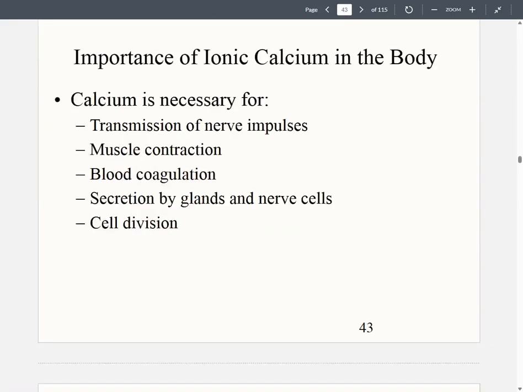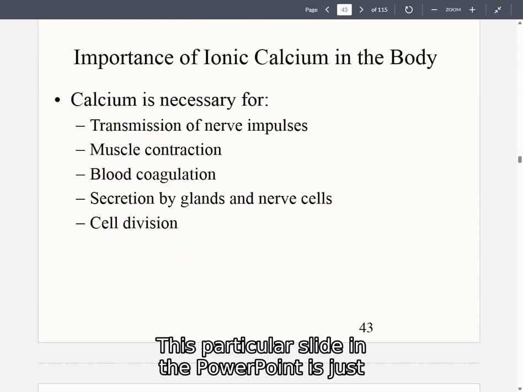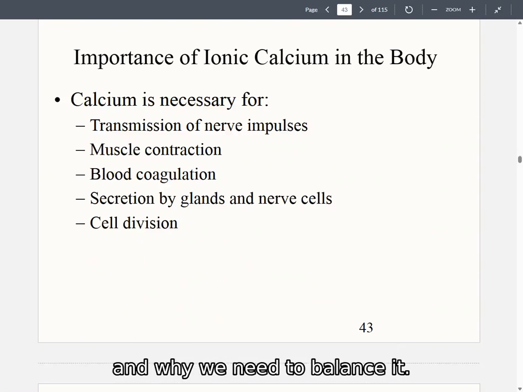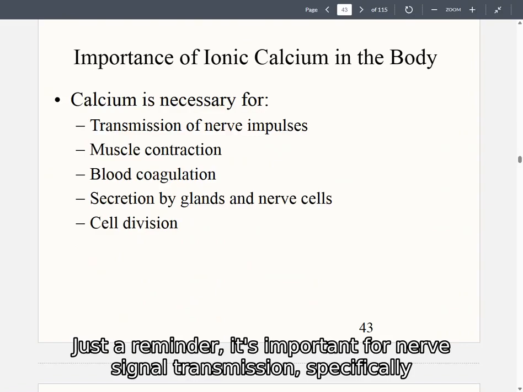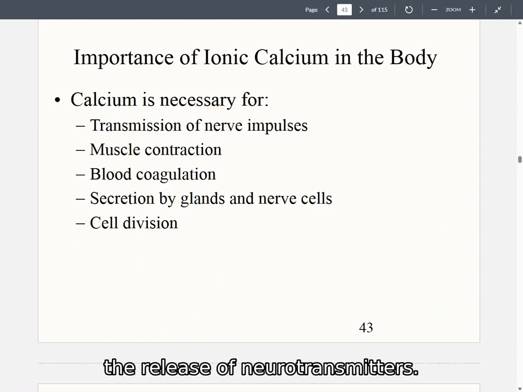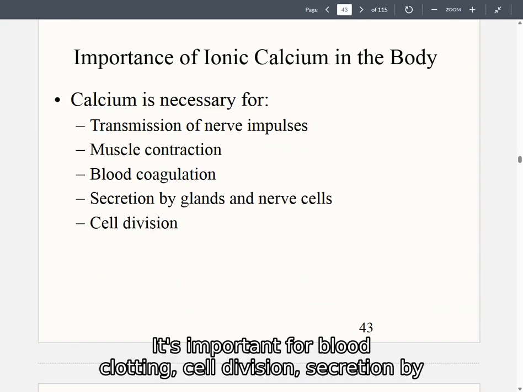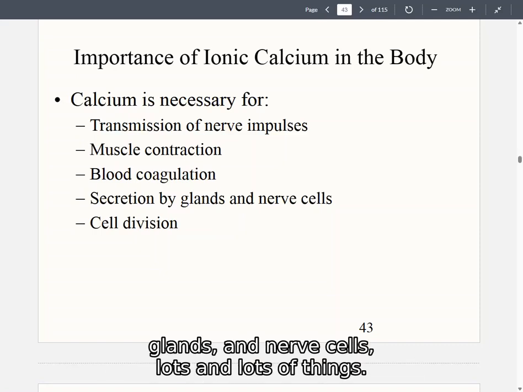This particular slide in the PowerPoint is just reiterating why this calcium level is so important and why we need to balance it. Just a reminder, it's important for nerve signal transmission, specifically the release of neurotransmitters. It is important for muscle contractions. It's important for blood clotting, cell division, secretion by glands, and nerve cells. Lots and lots of things.